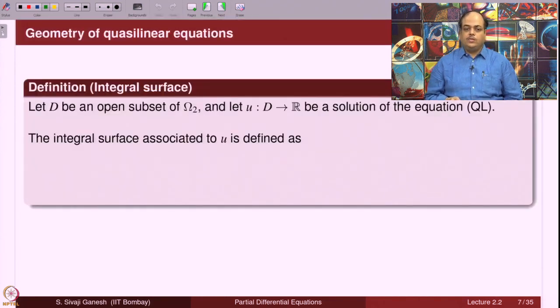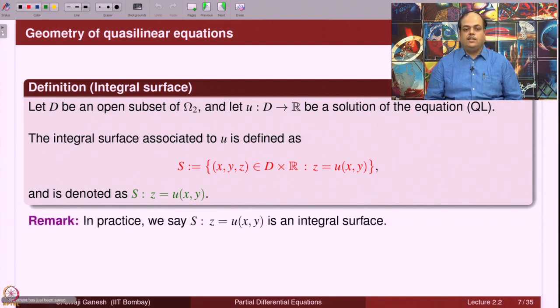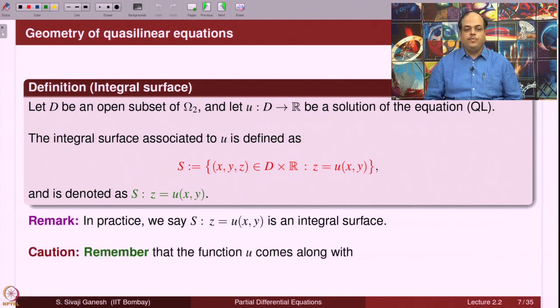So, the integral surface associated to u is defined as the set of all triples x y z with x y belonging to D and z belonging to R, so it is a subset of R3, such that the third coordinate z is u of x y. It is also denoted often in short notation as S: z equal to u of x y. In practice we say S: z equal to u of x y is an integral surface.